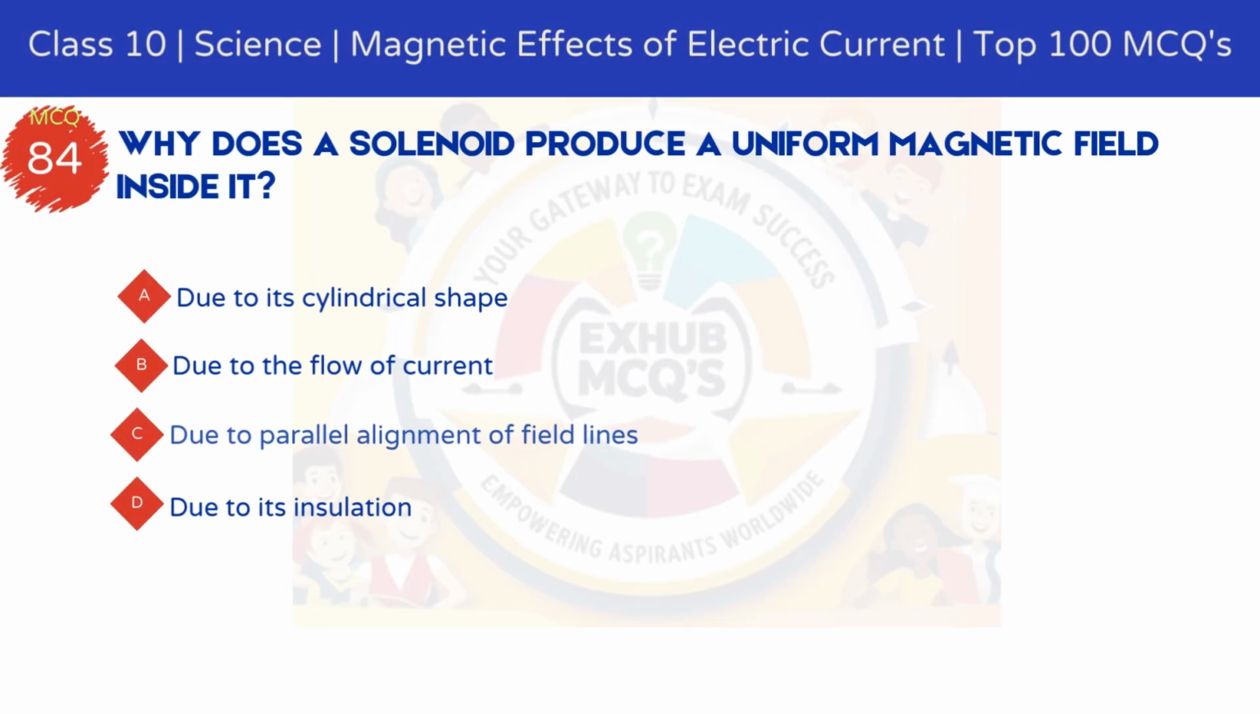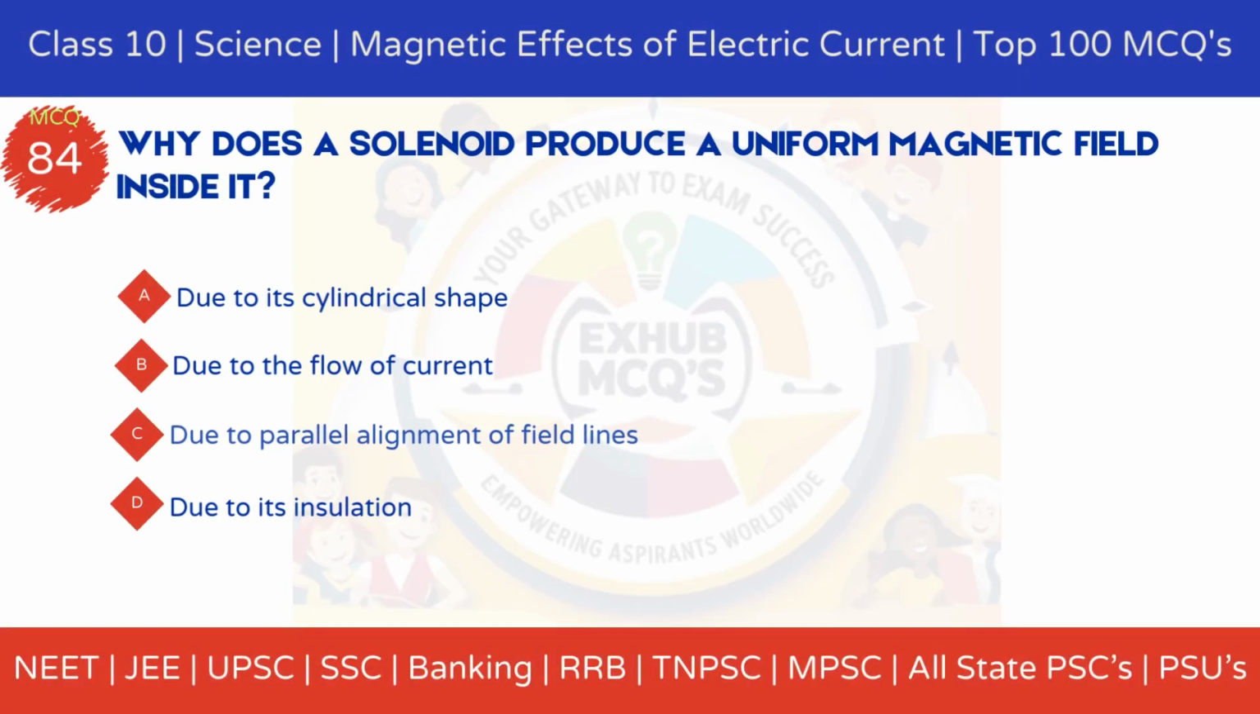MCQ 84. Why does a solenoid produce a uniform magnetic field inside it? Option A, due to its cylindrical shape. Option B, due to the flow of current. Option C, due to parallel alignment of field lines. Option D, due to its insulation.